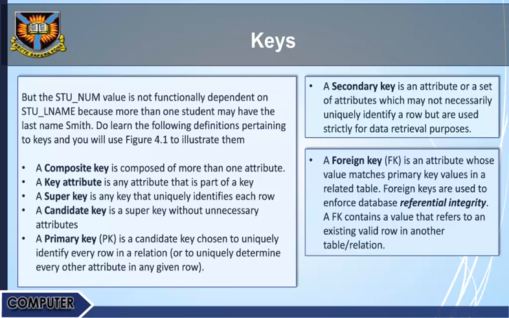A secondary key is an attribute or a set of attributes which may not necessarily uniquely identify a row but are used strictly for data retrieval purposes. A foreign key, FK, is an attribute whose value matches primary key values in a related table. Foreign keys are used to enforce database referential integrity. A FK contains a value that refers to an existing valid row in another table relation.